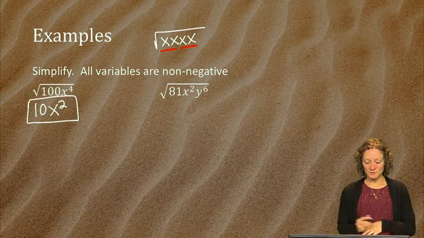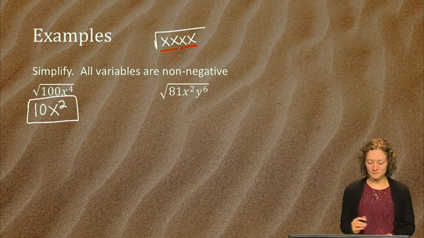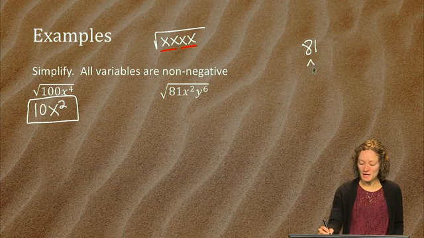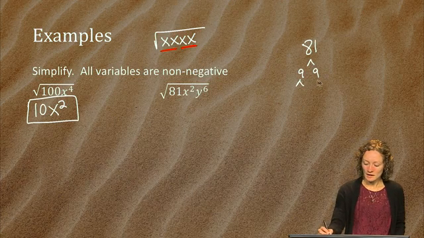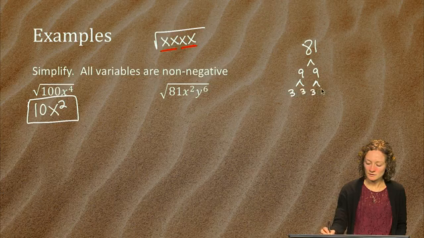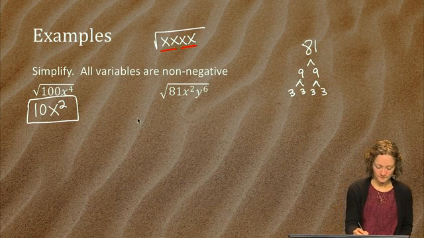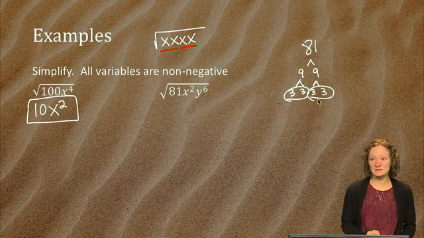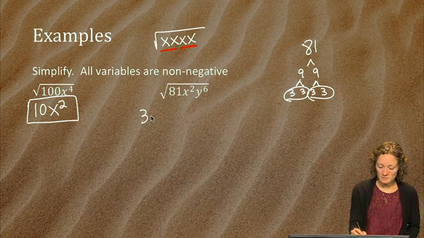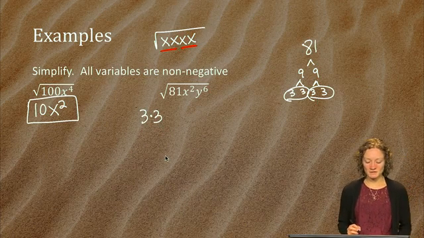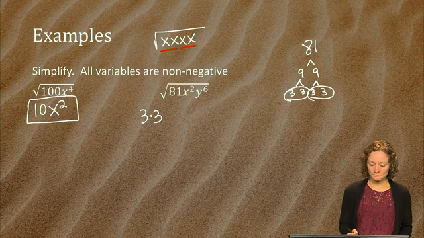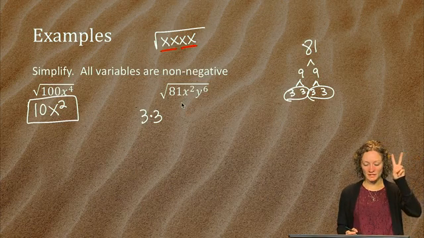Okay, next one, square root of 81x squared y to the 6th. First, we have 81 to deal with. Maybe you know 81 off the top of your head. If not, I'm going to break it down to its primes. We have a pair of 3's and a pair of 3's, meaning a 3 times a 3 comes out. There's no numbers left inside. In this section, they'll all be perfect squares. As we continue on, they won't necessarily be perfect squares. Then we have 2 x's underneath.